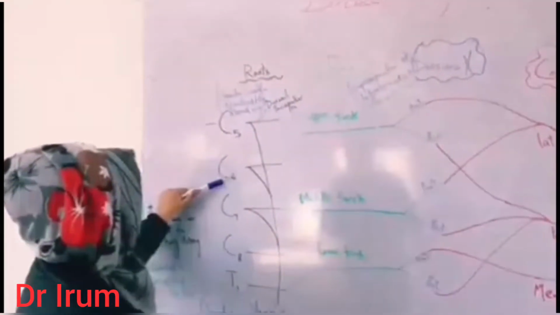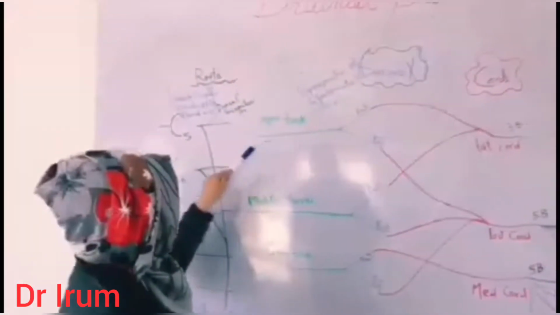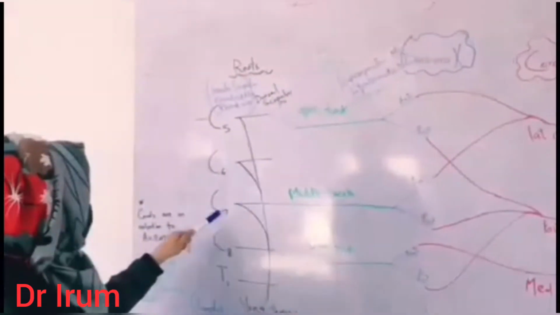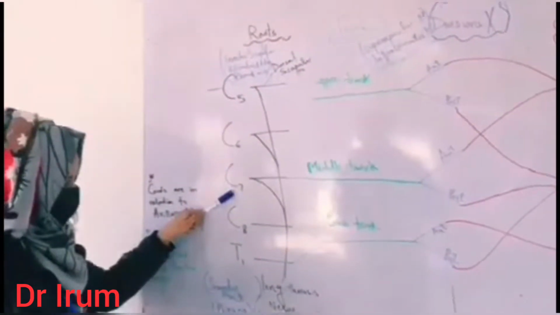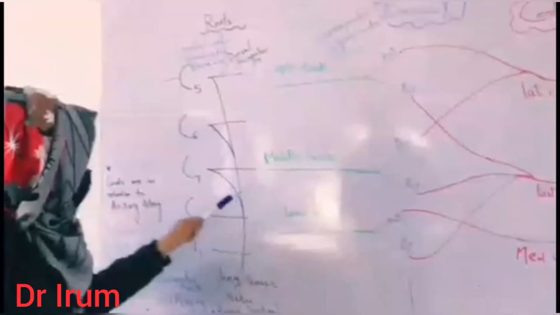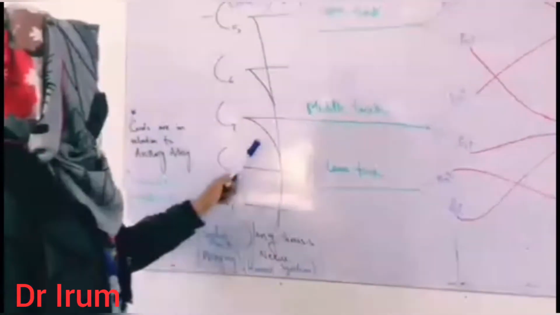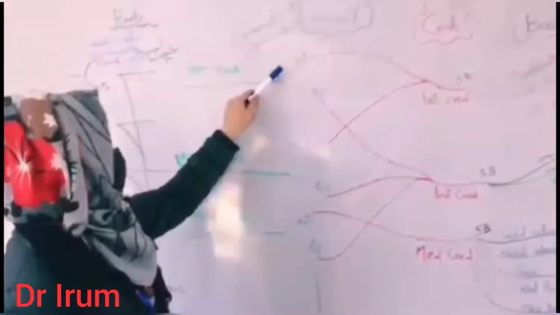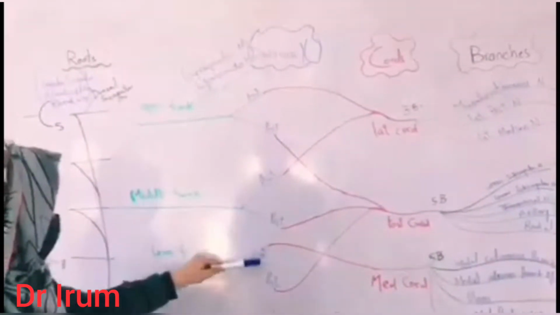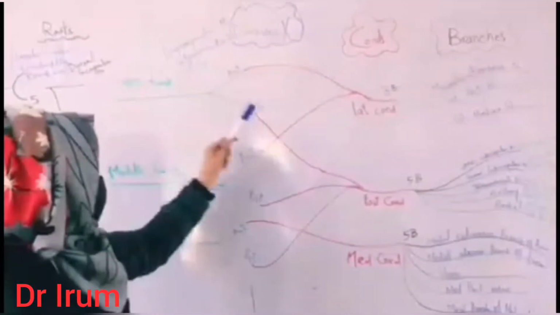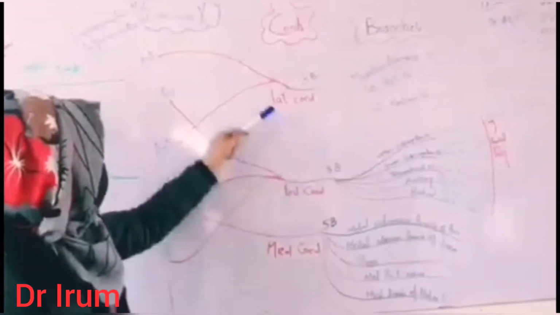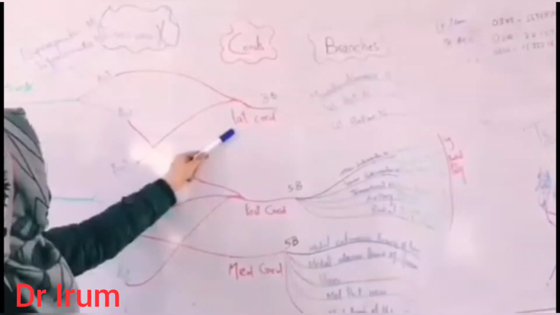C5 and C6 combine to form the upper trunk. C7 continues as the middle trunk. C8 and T1 combine to form the lower trunk. Then these trunks divide into divisions, anterior and posterior divisions. These divisions then combine to form the cords: lateral, posterior and medial.